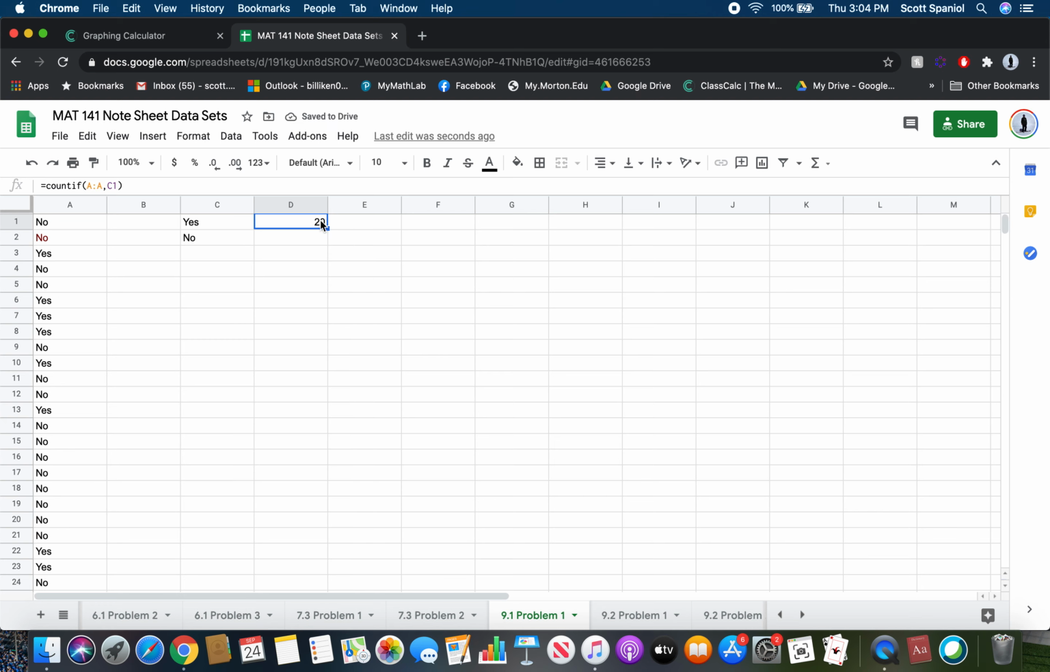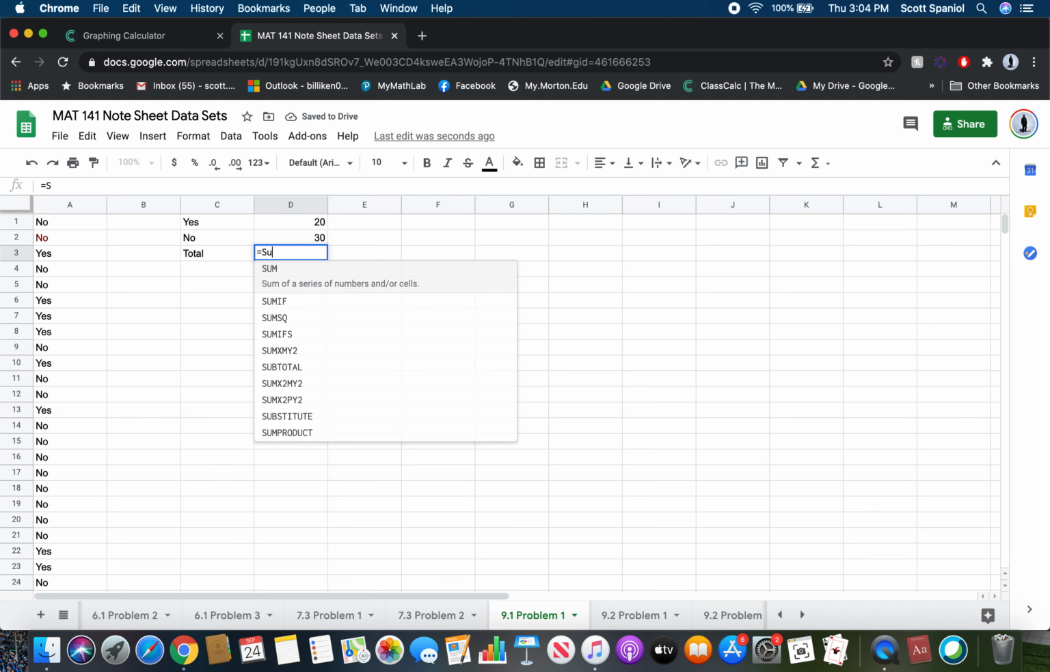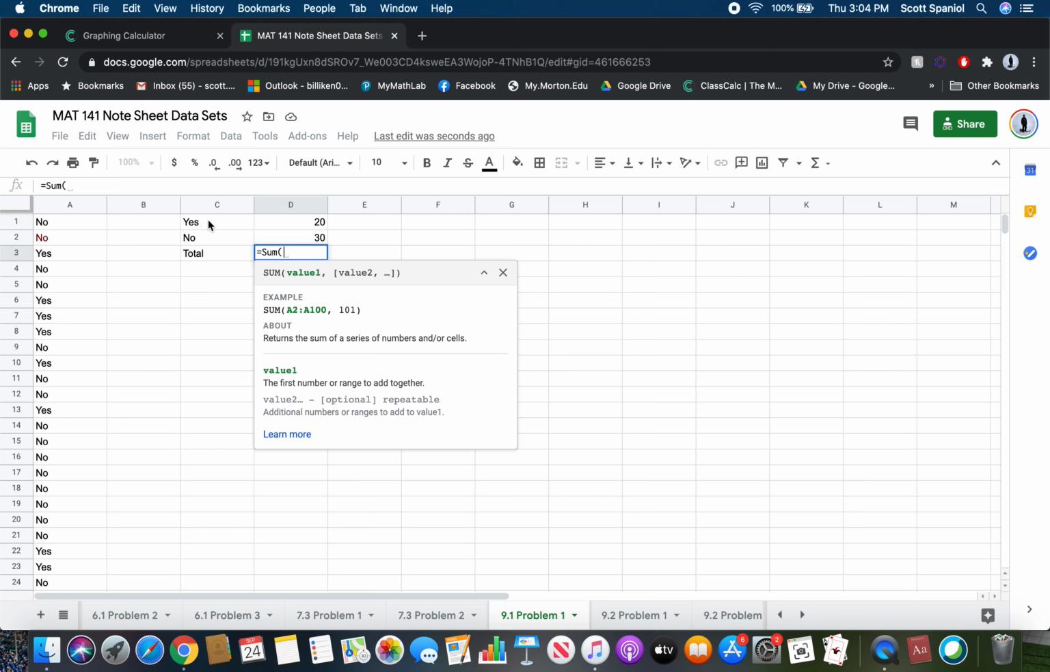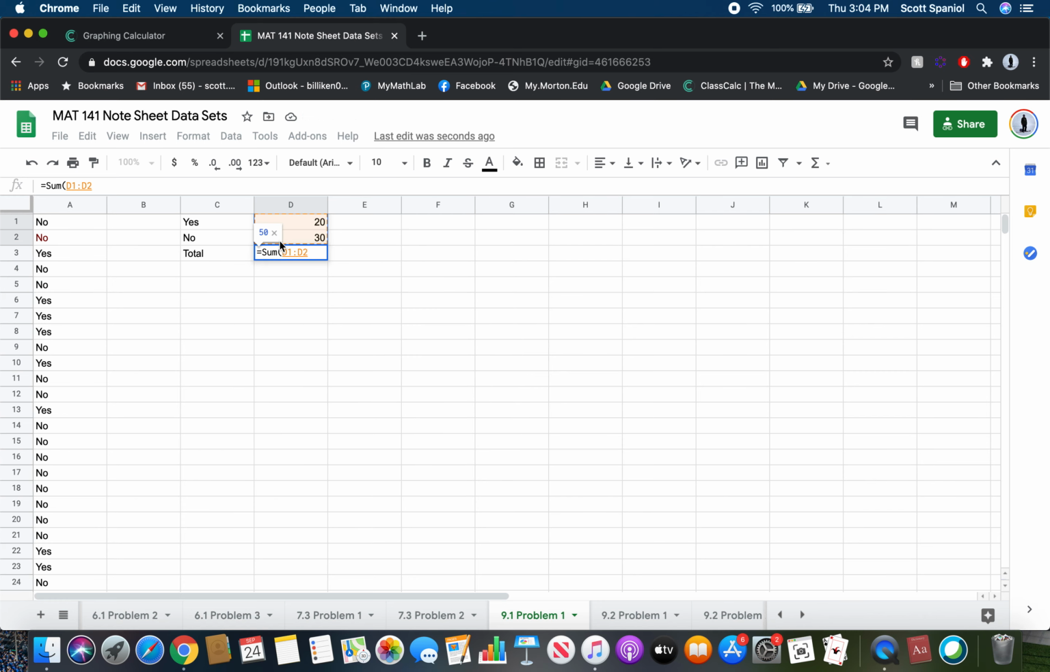And then if I want, I should just be able to pull this down now, and now it'll count no's, right? Because if you look at this one, it says COUNTIF in A, it's C2, and C2 is a no. And then if I want the total, I can just add those together. So the total number of answers is just the sum of these 2 cells, D1 to D2, which is 50. And so that gives me the values I need.